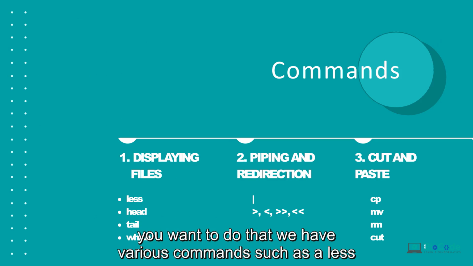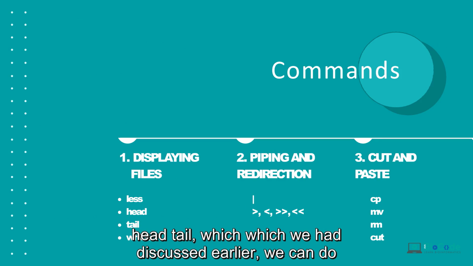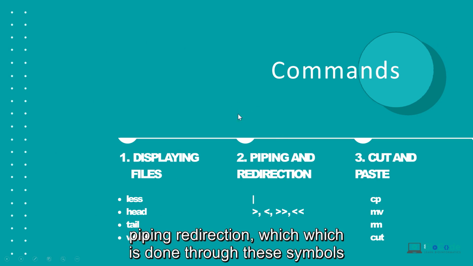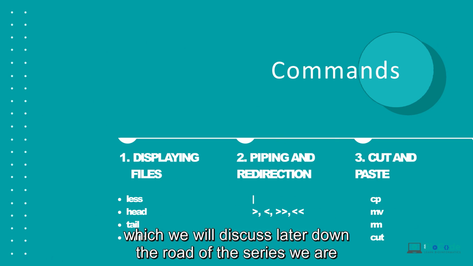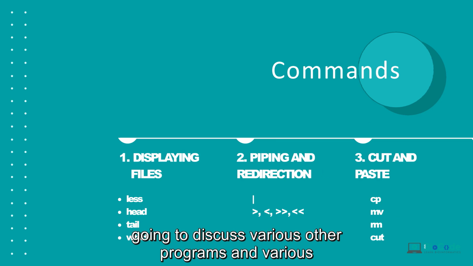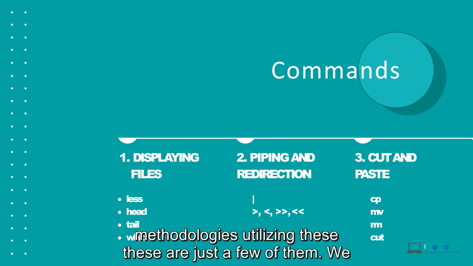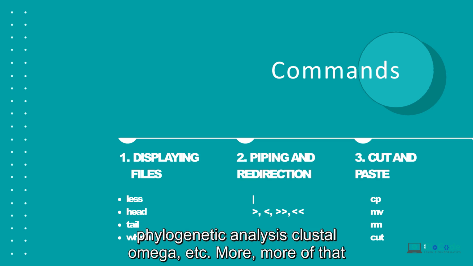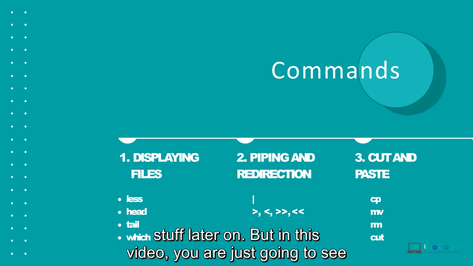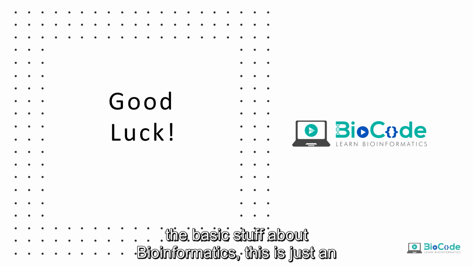Then we have various other commands such as less, head, and tail, which we discussed earlier. We can do piping and redirection, which is done through these symbols, and then we can do cut and paste and various other things, which we will discuss later in this series. We are going to discuss various other programs and methodologies utilized in Linux. These are just a few of them. We are also going to do genome assembly, genome analysis, phylogenetic analysis, Clustal Omega, and more of that later on. But in this video, you are just going to see the basic stuff about bioinformatics, and this is just an introduction.